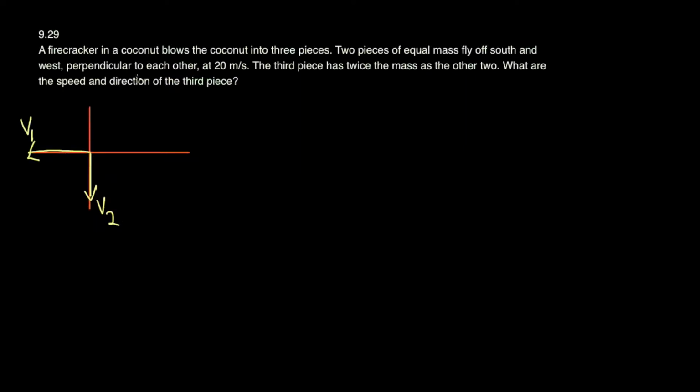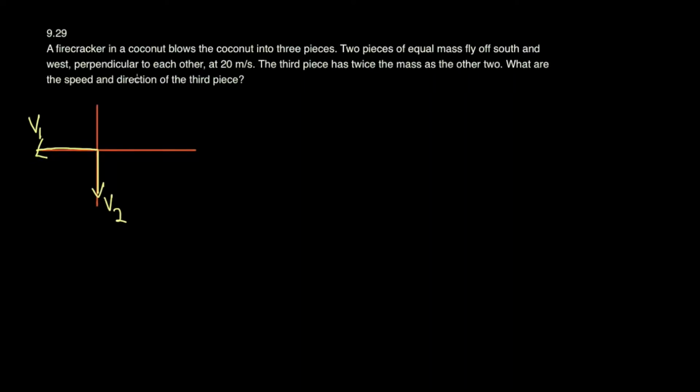And then the third piece shot off somewhere. So just by intuition, you can guess the third piece has to shoot off this way, right? In order to conserve momentum. Now we might not know this angle right off the bat, but we do know that it had to fly off somewhere in this direction. So we'll call this V3.